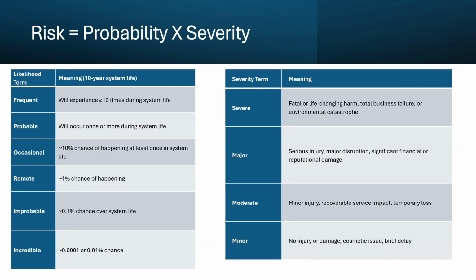So, risk is the product of both probability and severity. Risk is simply the interaction between how likely something is going to happen and how severe the outcome would be if it occurred. The result of this manifests itself as a risk matrix or a risk table.